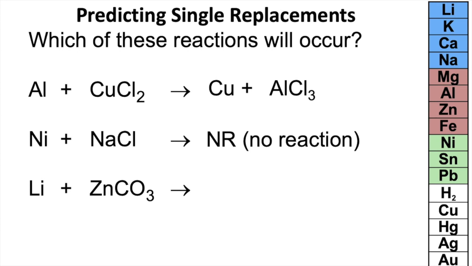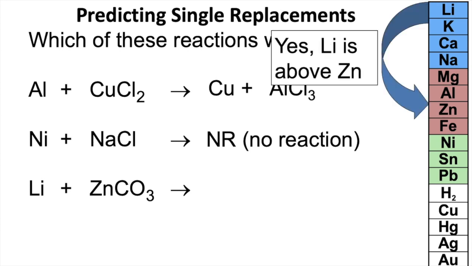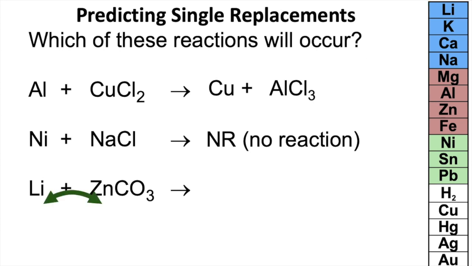So let's look at our third example, lithium combining with zinc carbonate. Well, let's look at our activity series. Lithium is indeed above zinc, so it is more reactive than zinc and can replace it in a reaction. So this single replacement reaction will take place. Zinc and lithium will trade places, and our products will be zinc metal and lithium carbonate. Make sure that when you're writing the formulas for these ionic compounds that you're taking into account the ion charges so that you're writing the correct formulas.